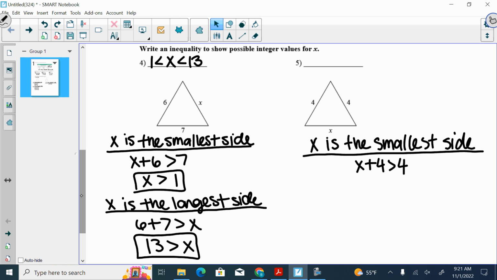Okay, so what are we going to end up with when we solve for x? X is greater than 3. Right. So it just could be anything larger than 0. Any small decimal or fraction, all the way up to our really big numbers, right? Would make this statement true. But there's probably going to be a cap on that, right? So now I'm going to look at it being the longest side.